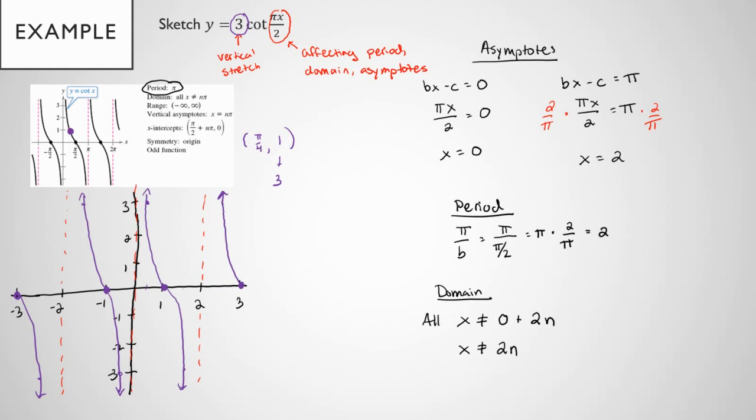So it has the same shape, but what changed was the location of the asymptotes and the period. So it's actually a different period and asymptotes. Now the y values have been stretched out a bit. Any questions? Okay.